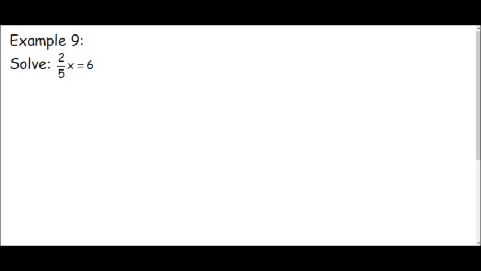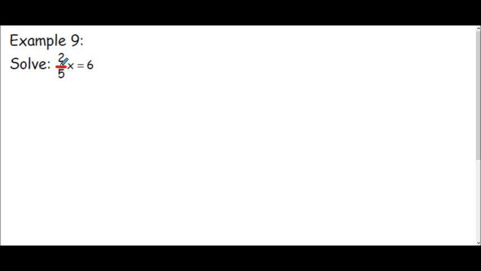Okay, these last examples tend to freak a few people out because there's fractions involved. And I know fractions can be a little scary, but I'm going to show you a few extra steps you can take to make this super simple on yourself. Okay? So first of all, let's talk about what that fraction bar means. A fraction bar means division, right? So this is saying 2 divided by 5 times x.